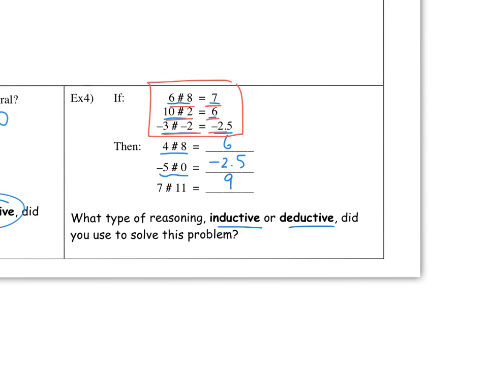Okay? Now, if we knew what hashtag actually was, like someone came out and told us, and we used mathematical principles to come up with these, then we could go with deductive. But we're observing a pattern and going based upon that. Okay? So be careful with that. All right? Questions? All right, that's basically it for today.